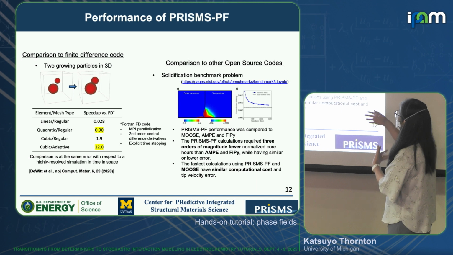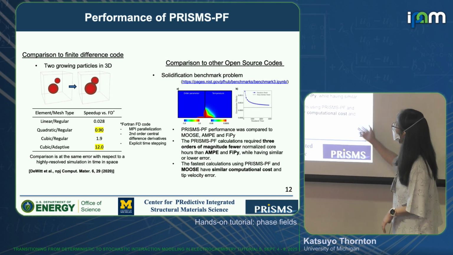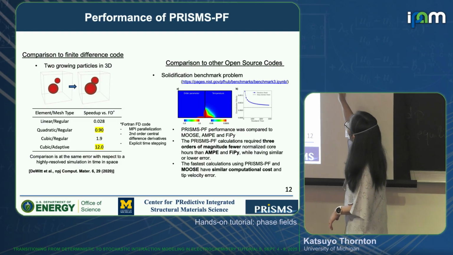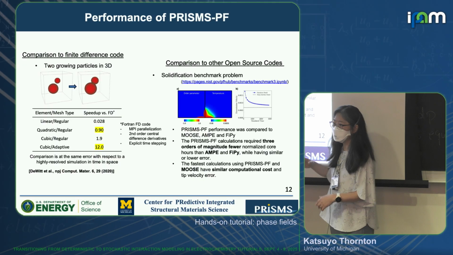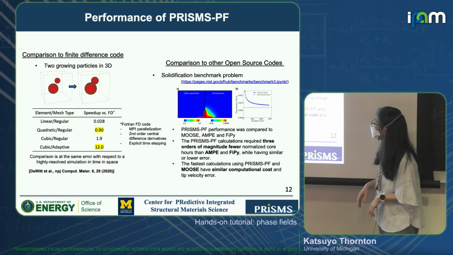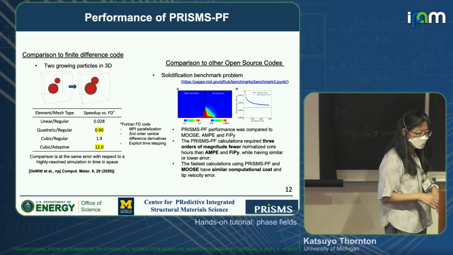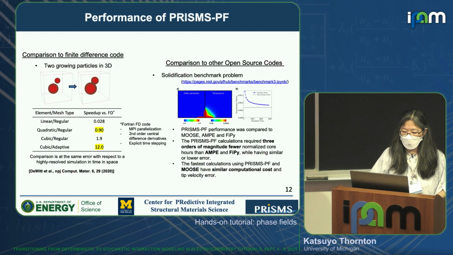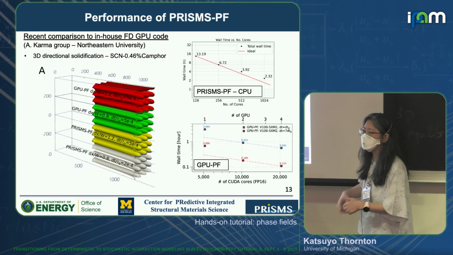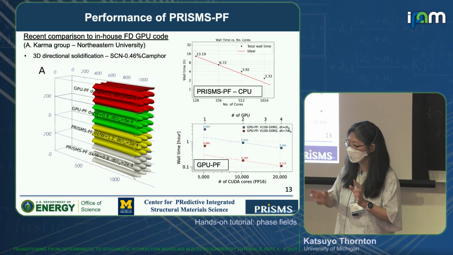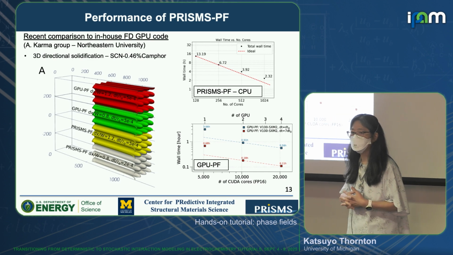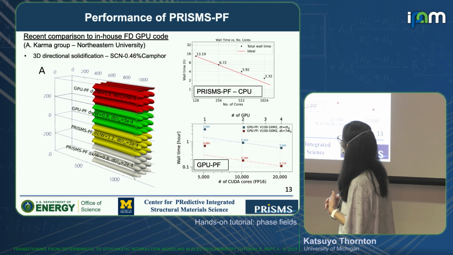And then we also compared with other software as well. You can see their benchmarks available. NIST has something called the PF Hub that posts all these benchmarking results. And we are pretty competitive with other software. More recently, we've been making it faster and faster, Jason especially, who is here, he's been working on making PRISMS-PF more computationally efficient.